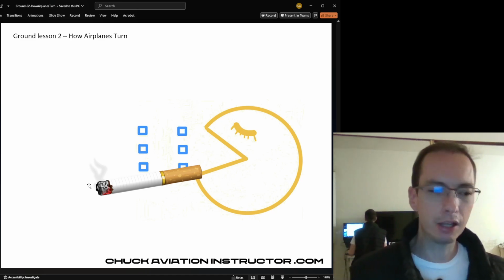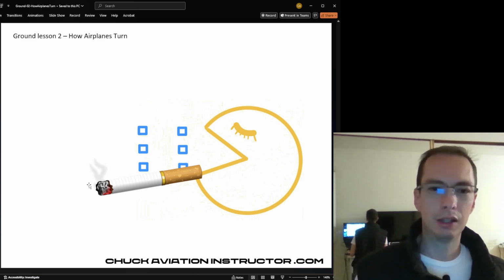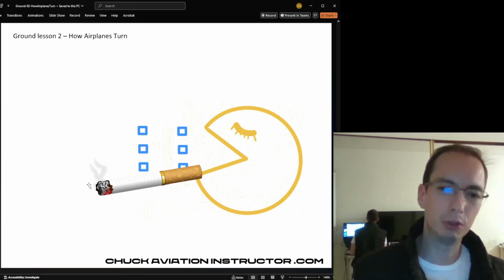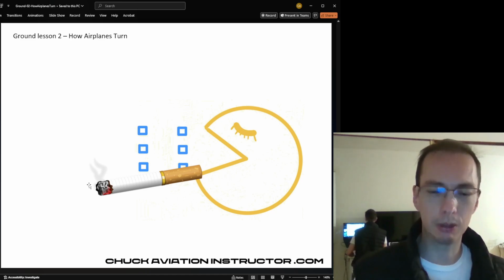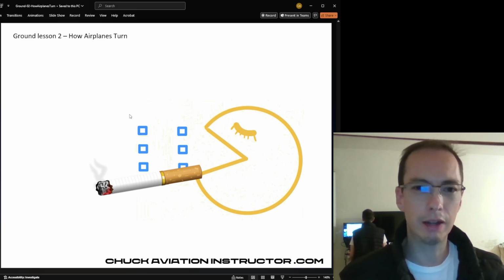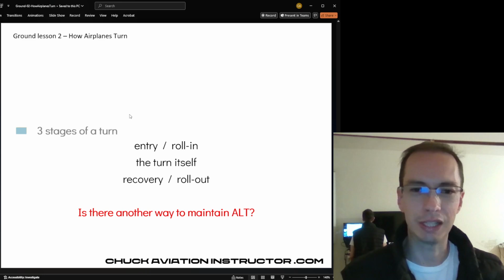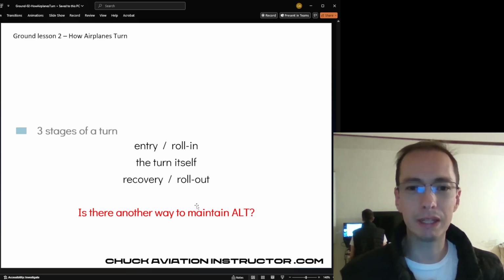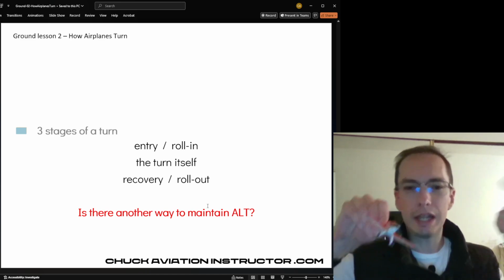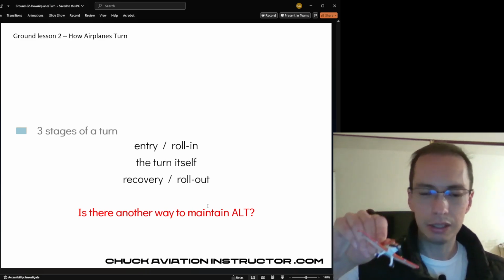Like when you're very hungry and in front of a quadruple hamburger, and you try to grab it all in one bite. No, Pac-Man, that's not the way. Use your fork and knife to eat your hamburger. Just kidding. So is there another way to maintain altitude when you're turning rather than increasing and increasing your angle of attack? Yes, there is.